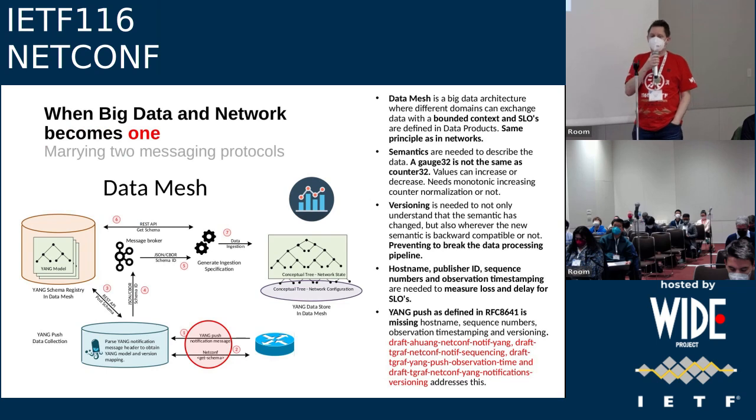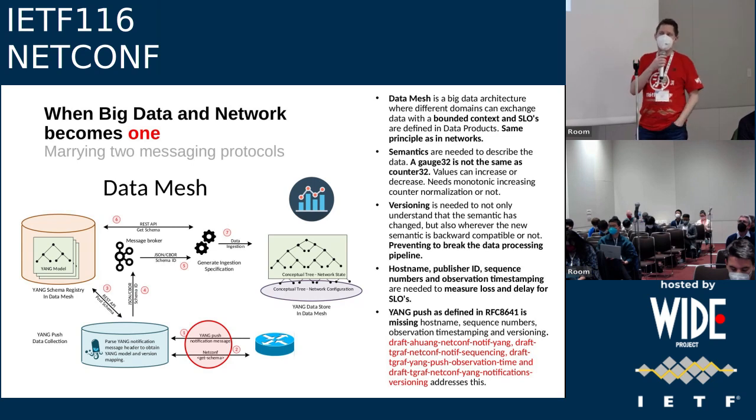Data mesh is a big data architecture where different domains can exchange data freely with so-called bounded context and have SLOs defined for data products. So we have clearly specified interfaces between those different domains, those different teams. Semantics are obviously needed, so that, for instance, we can describe the difference between an integer, a gauge, or a counter. So when we are visualizing the data, we know that for a counter, we have to perform a counter normalization. Versioning is needed when semantics are changing. We need to understand whether those changes are backward compatible or not.